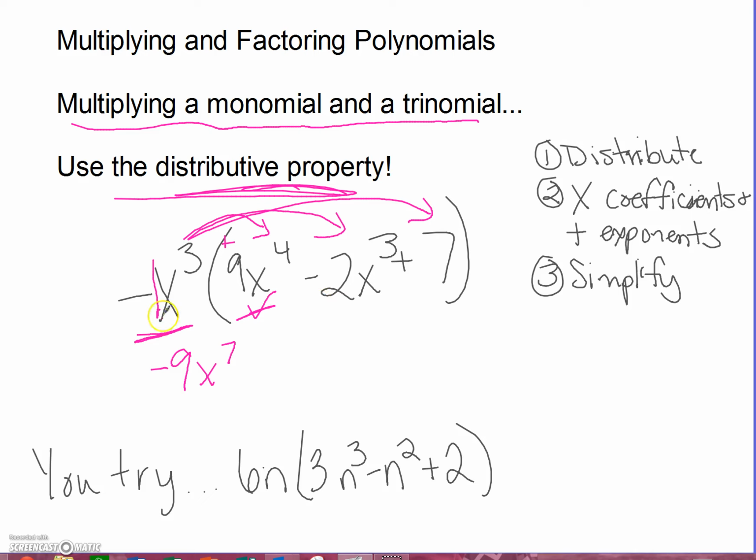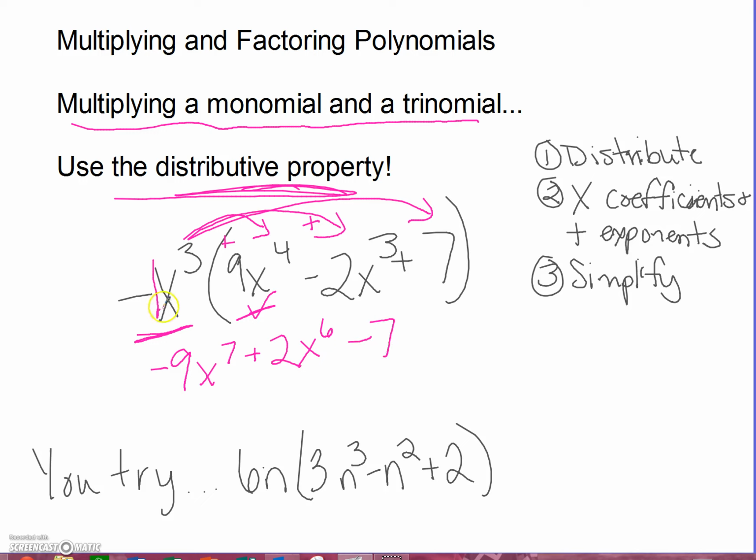Let's go to the next one. We're going to distribute it to the next one. Negative 1 times negative 2 gives me positive 2. What do I do with my exponents when I multiply them? I add them. 3 plus 3 gives me x to the 6th. And then I get negative 1 x cubed times 7. Notice it's negative 1 times 7 gives me negative 7.